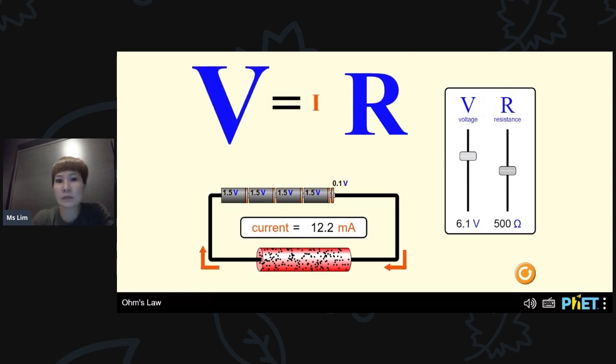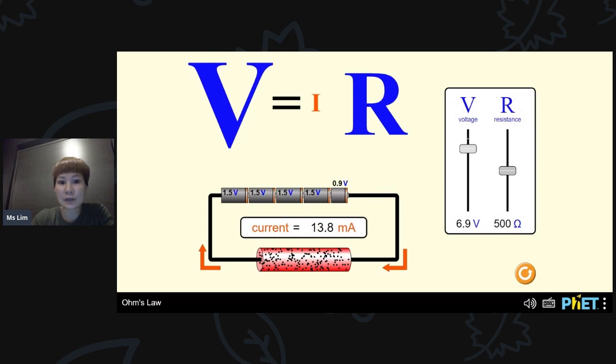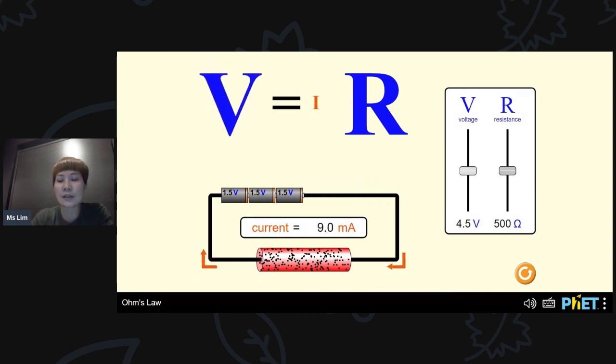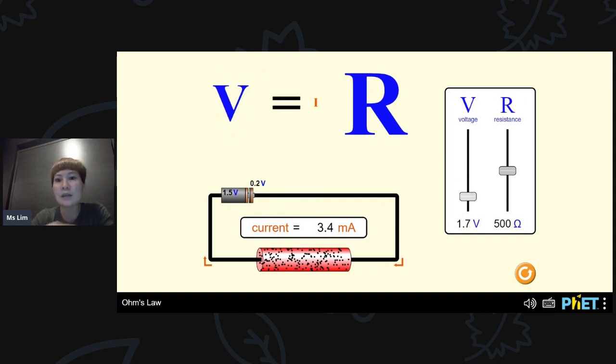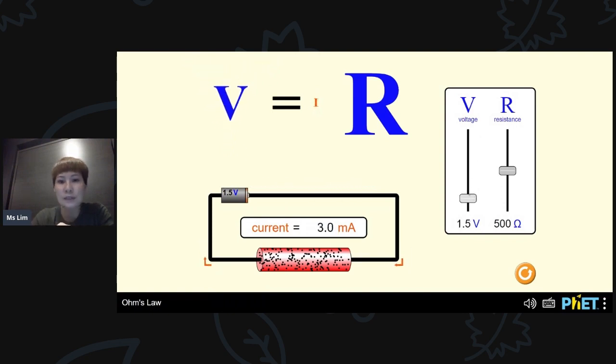So as I increase the potential difference, you realize that my current becomes larger. So let's change. As I increase the potential difference, can you see? The current also increases. As I decrease the EMF, the current also reduces. So therefore, you realize that if the ratio doesn't change, then as V increases, current also increases. As V decreases, current also decreases. So there is a direct proportionality.